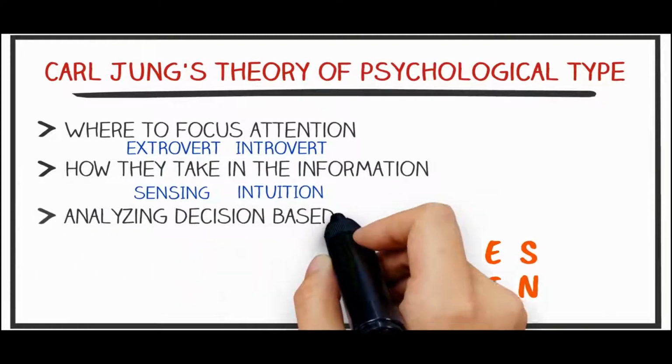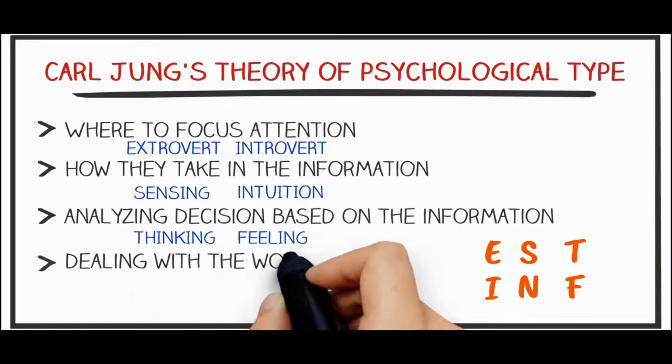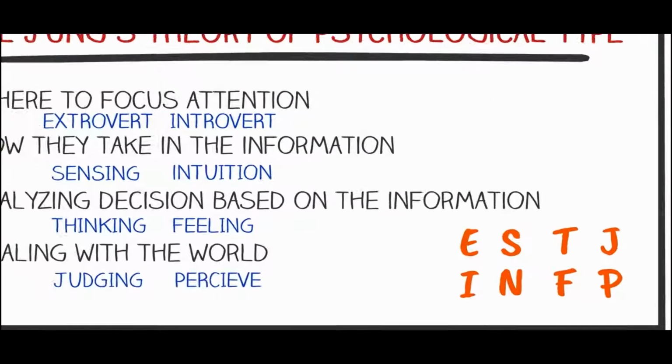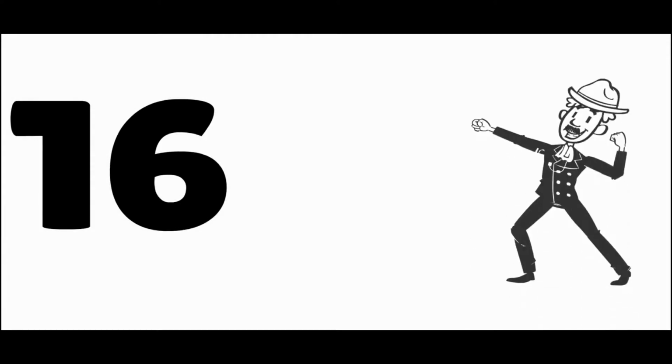It also analyzes the way they make decisions based on that information, thinking or feeling, T or F. And lastly, how they deal with the world. They either judge it or they perceive it, J or P. From these 4 areas, the MBTI assessment generates 16 different personality types, each with its own characteristics and strengths.